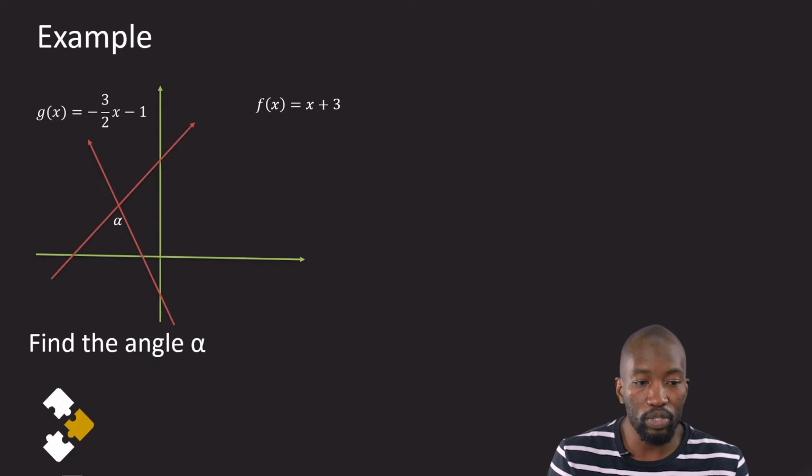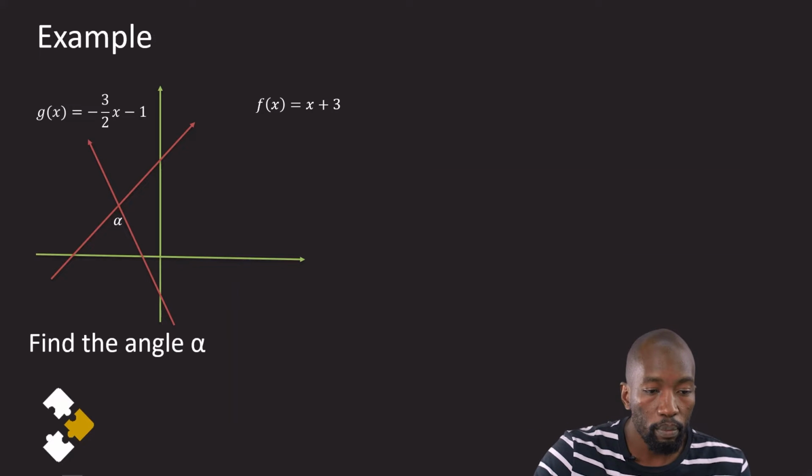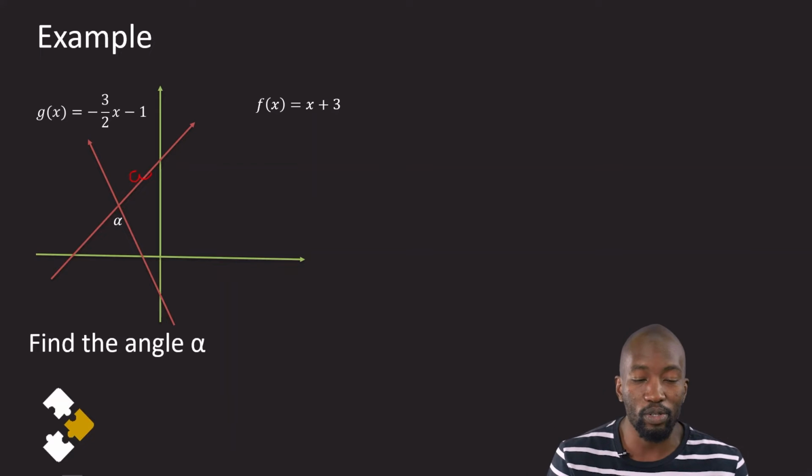Here's an example for us to do. So we have two straight lines and what we need to do is find the angle alpha. Let's quickly do that. Now, before we start, remember for vertically opposite angles, this will also be alpha. My slides are misbehaving. There we go. Got it. That is also alpha. Now let's quickly find alpha.